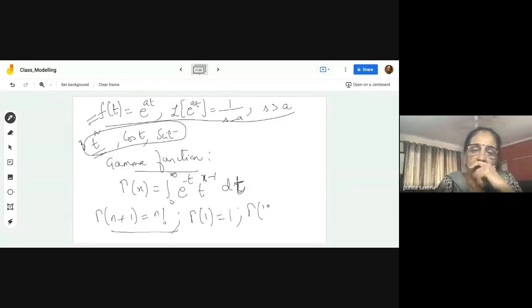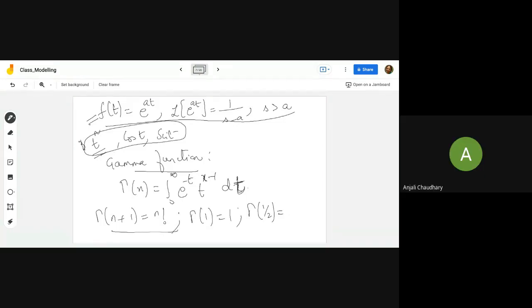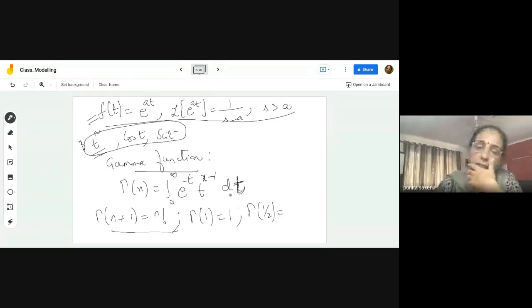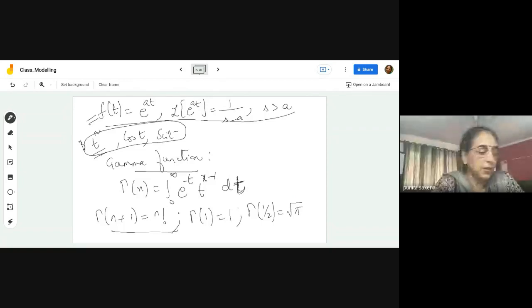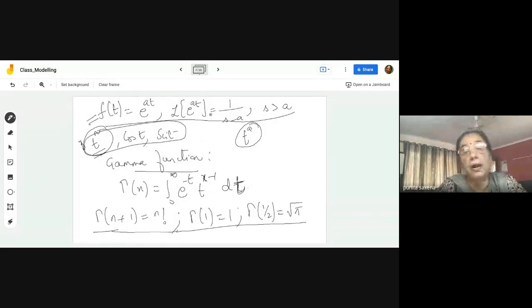What is gamma function of half? This is a typical result. Root pi by 2, or root pi? I'm talking of gamma function of half. Yes, ma'am, root pi. It's root pi. Okay. These are certain results that we will be using for gamma function. Now, why I'm saying this is because the moment we have a function of the form t to the power n or t to the power a, our Laplace transform gets converted into a gamma function.